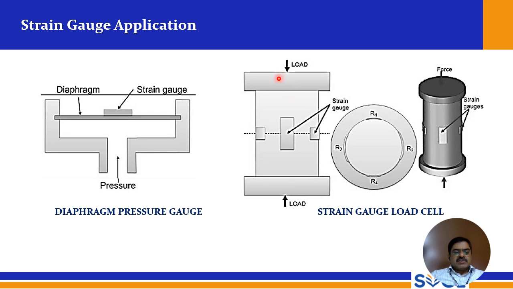And this is a strain gauge load cell. Here these are the platforms through which we can apply the load, and this can be used as a weighing machine as well. The strain gauges are mounted on the circumference of this column, and if you see from top, these are the R1, R2, R3, R4 resistances, and this is the three-dimensional view, and strain gauges are mounted on the circumferential surface.